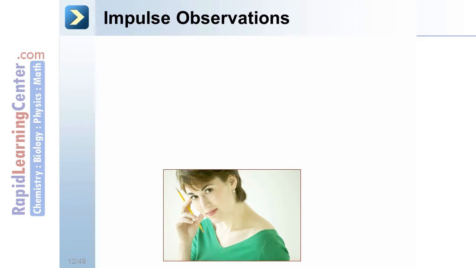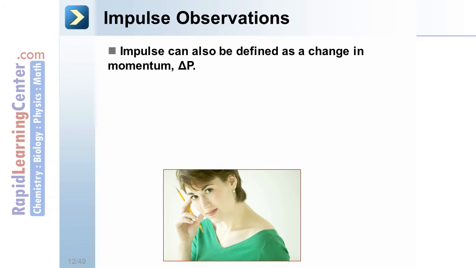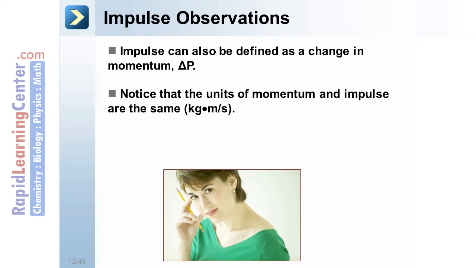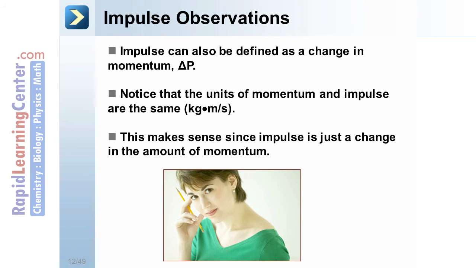Impulse observations. Impulse can also be defined as a change in momentum, delta p. Maybe you notice that the units of momentum and impulse are the same. This makes sense since impulse is just a change in the amount of momentum. Thus, they really are the same quantity, so they should have the same units.